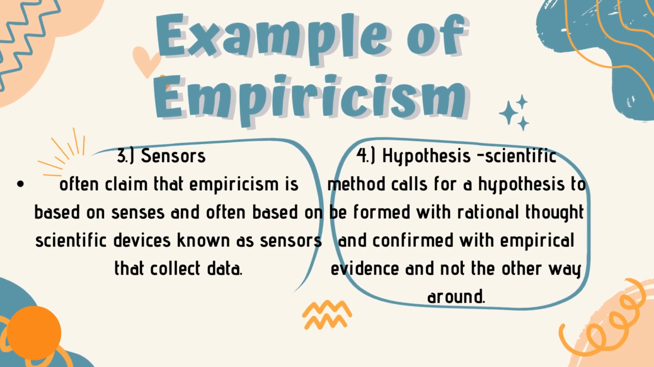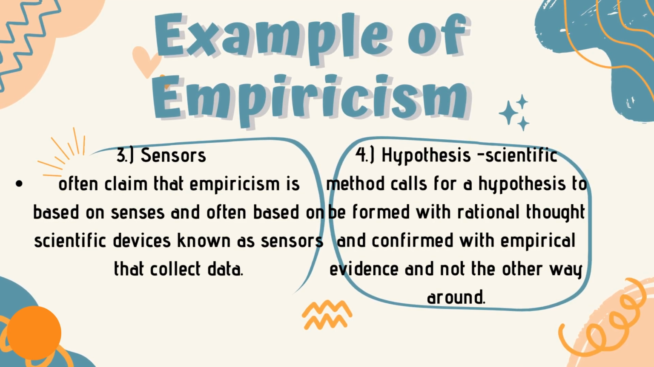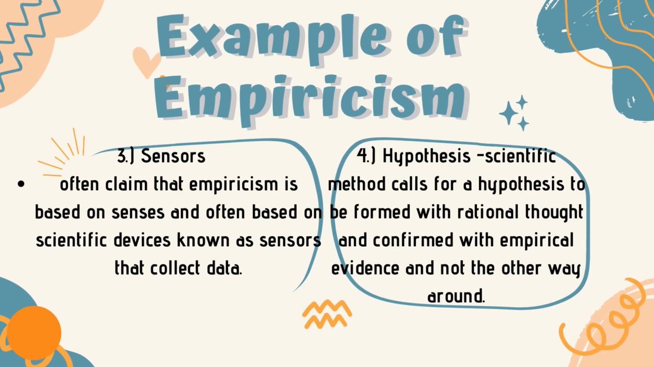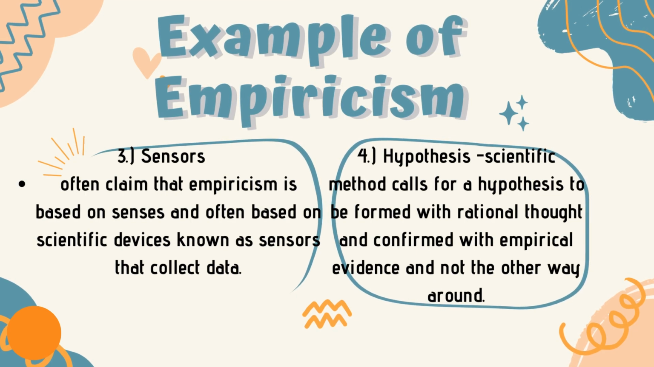Third one is the sensors. It is often claimed that empiricism is based on the senses, and often based on scientific devices known as sensors that collect data. The fourth one, hypothesis. The scientific method calls for a hypothesis to be formed with rational thought and confirmed with empirical evidence, and not the other way around.